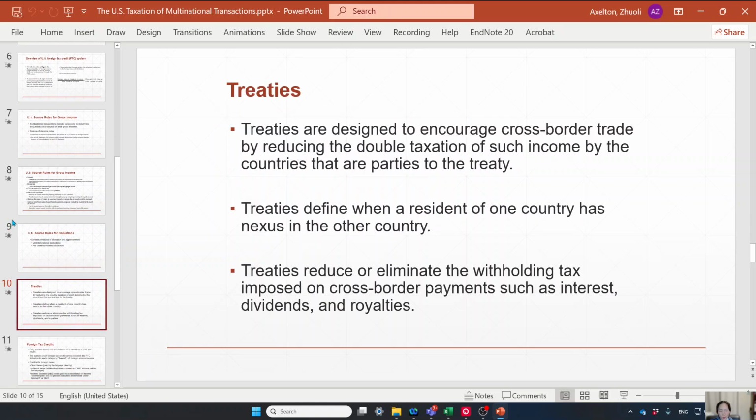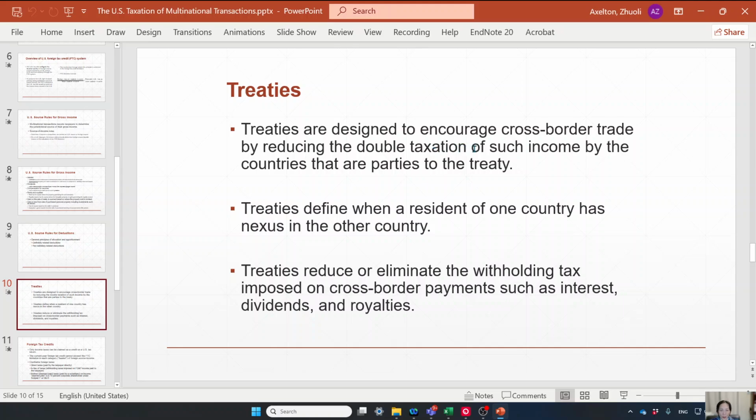The treaties, this is something the U.S. has lots of treaties with different countries. Different countries can also have treaties between them. The tax treaties are designed to encourage cross-border trade by reducing the double taxation of such income by the countries that are parties to the treaty. So the treaties basically serve as another way to encourage cross-border trade by reducing the double taxation.